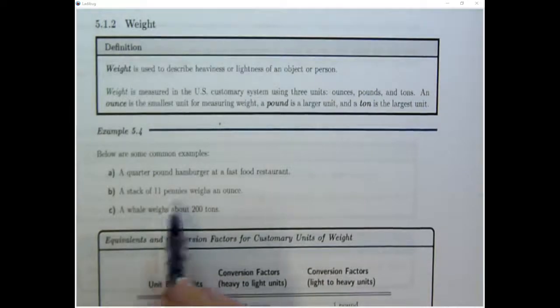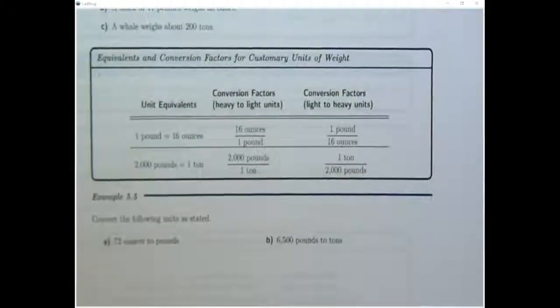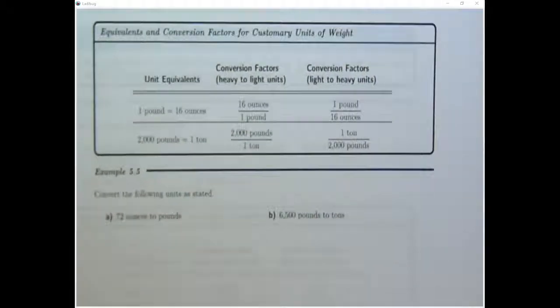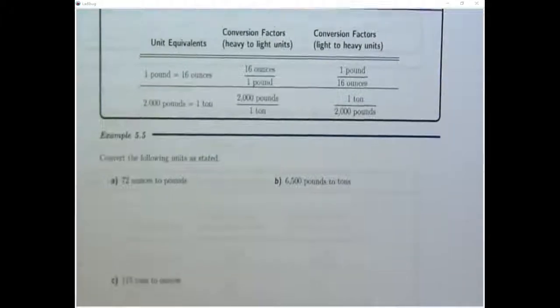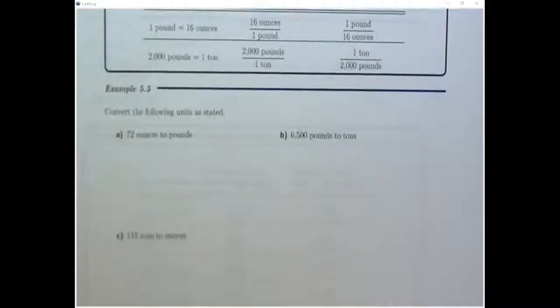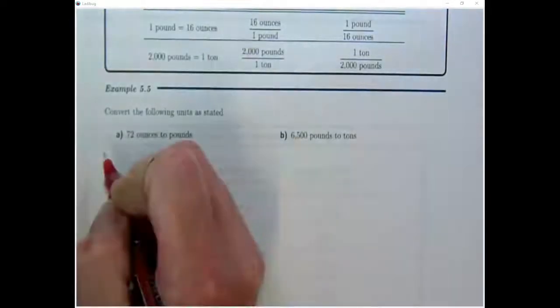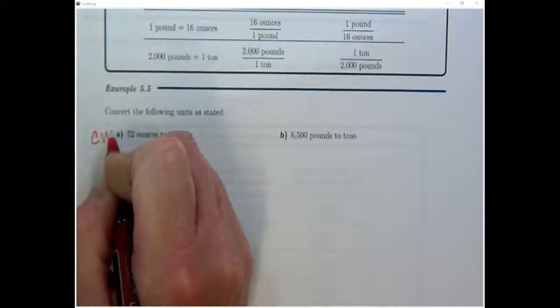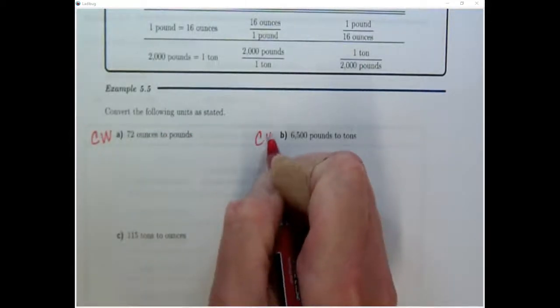So here are some examples. You can read through that as well as in your textbook. Here are the conversions. Again, I'm going to go through this relatively quickly. I'll label these 5.5 A and B to do as classwork.